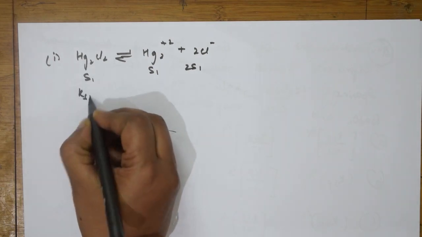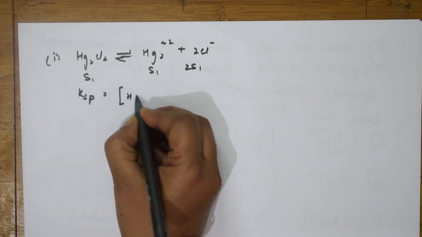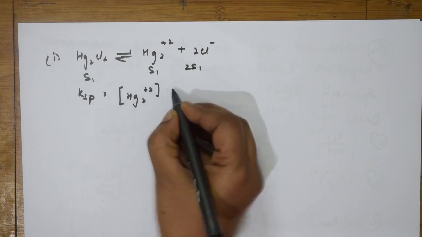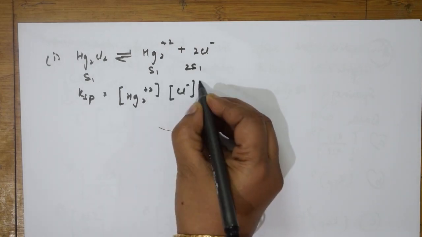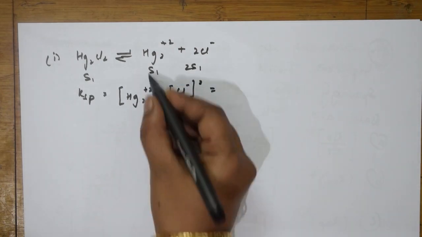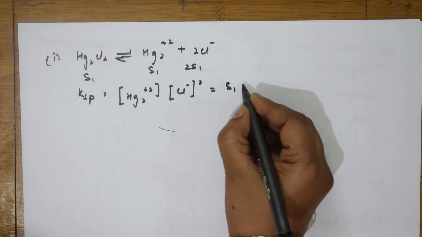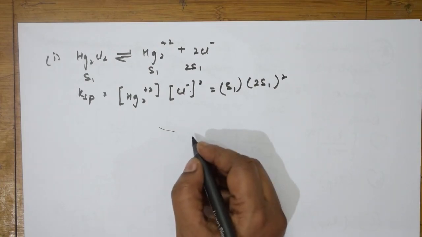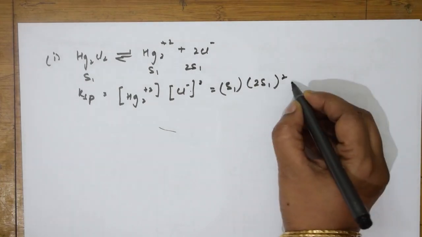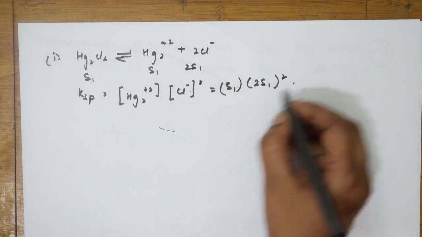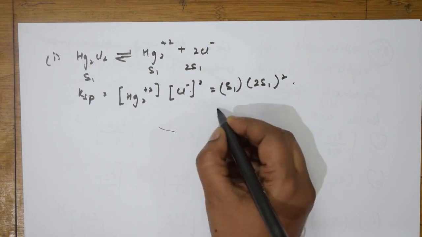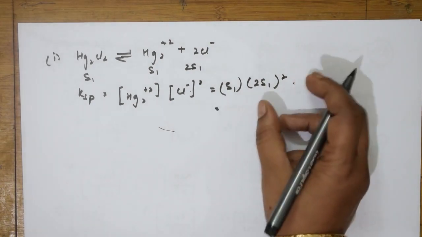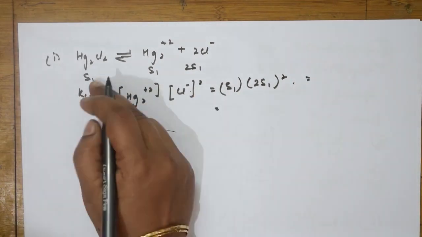So Ksp we need to find: Hg2 plus 2 times Cl minus squared. Now how much is Hg2 plus 2? This is S1. How much is Cl? It is 2S1, squared. So when I take this, I get 4S1 cubed. This whole thing is equal to S1 cubed, isn't it? This S1.